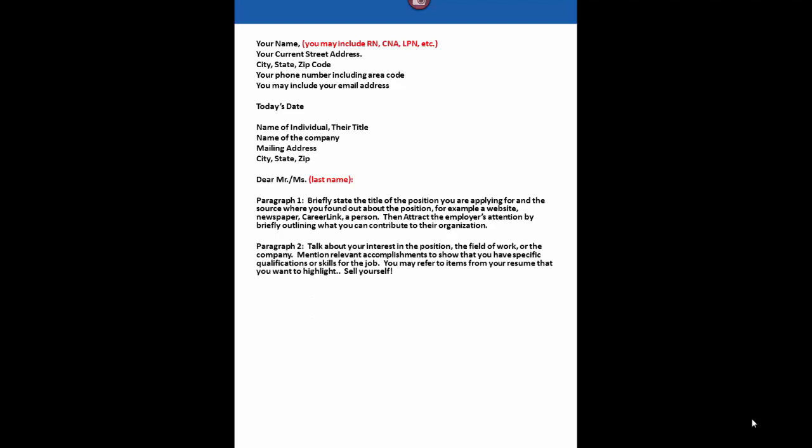Leave another blank line, then in the second paragraph, include a few sentences to summarize your most important skills, accomplishments, and qualities, and why you are a good applicant for the position. Do not be afraid to let the employer know why you are a good fit for their organization.